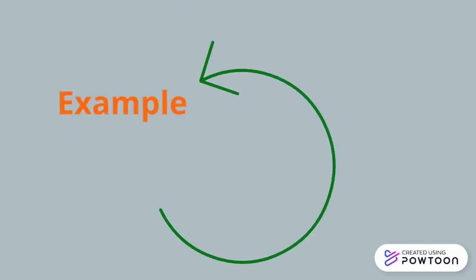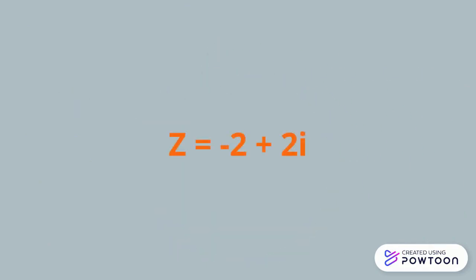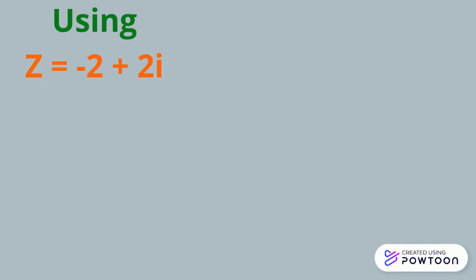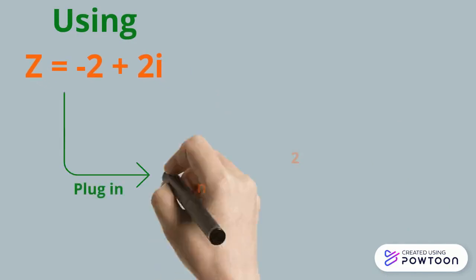So, let's go back to our example of -2 plus 2i as our complex number. Using this, and plugging it into the Mandelbrot equation, we can see that for our n equals 0 set, we would have a value of 0.